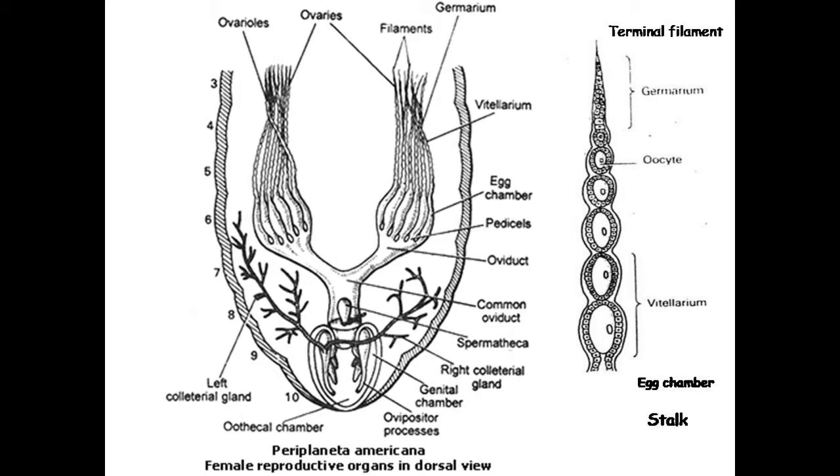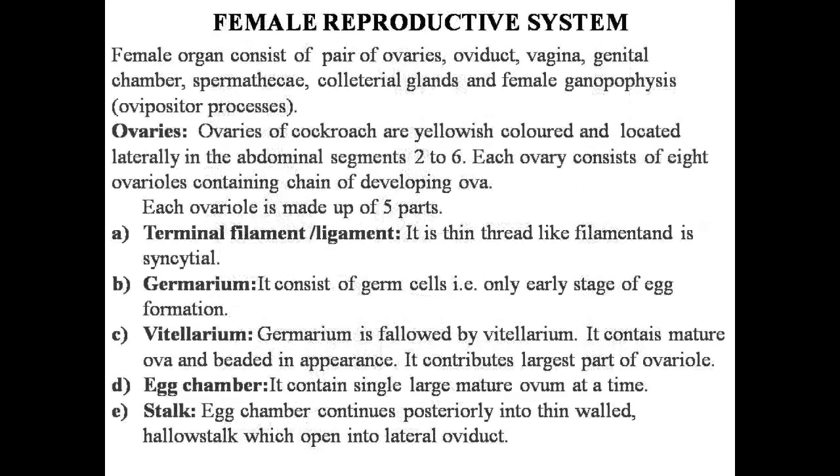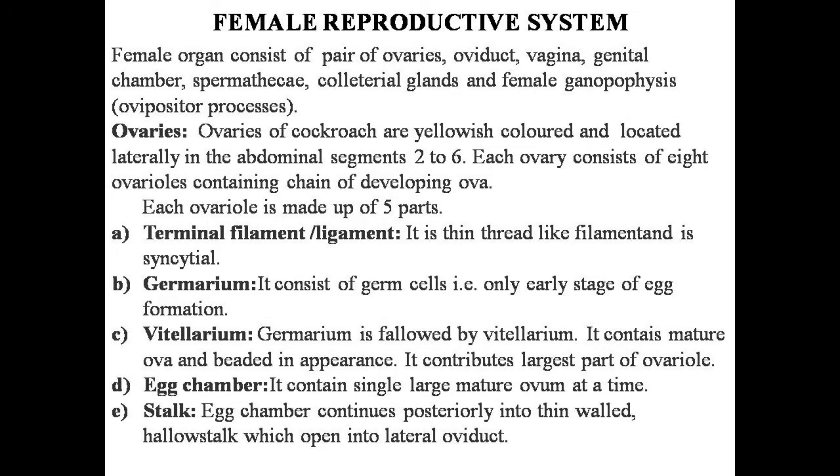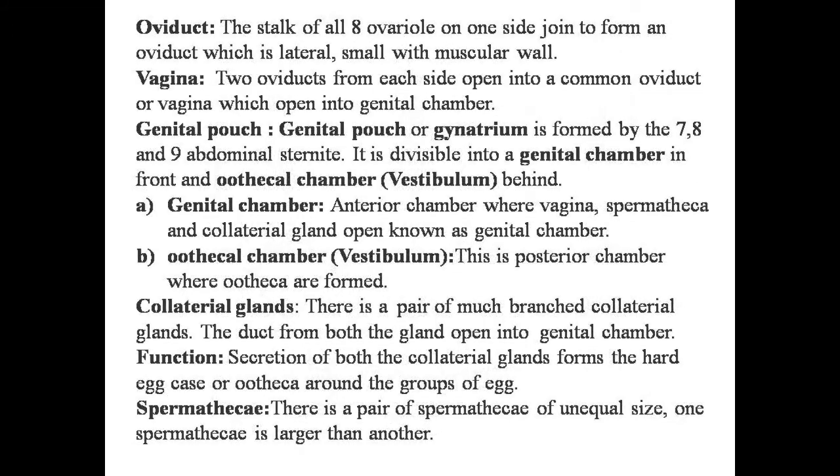Then the third part is the vitellarium, where all the stages of the development of the eggs are present. Next to it is the egg chamber where the mature egg resides, and the last part is the stalk. The stalks of all the 8 ovarioles on one side unite to form the oviduct, and both the oviducts unite to form the common oviduct, which we call the vagina.